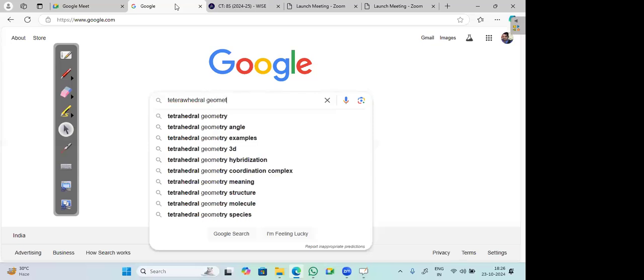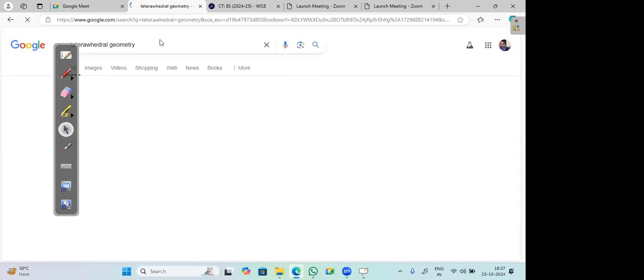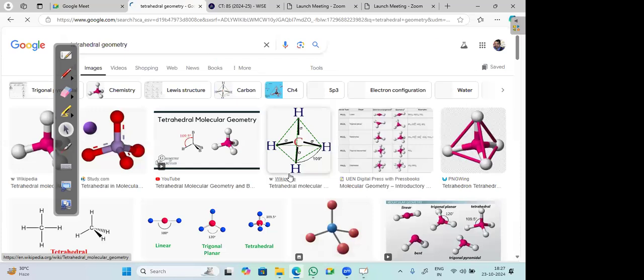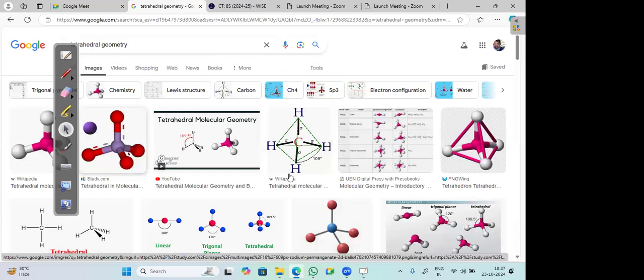See, it's good to see it in 3D. Okay, tetrahedral geometry. This is what your tetrahedral geometry looks like. So you have four atoms arranged in three-dimensional space. See, one atom upward, three atoms over here.